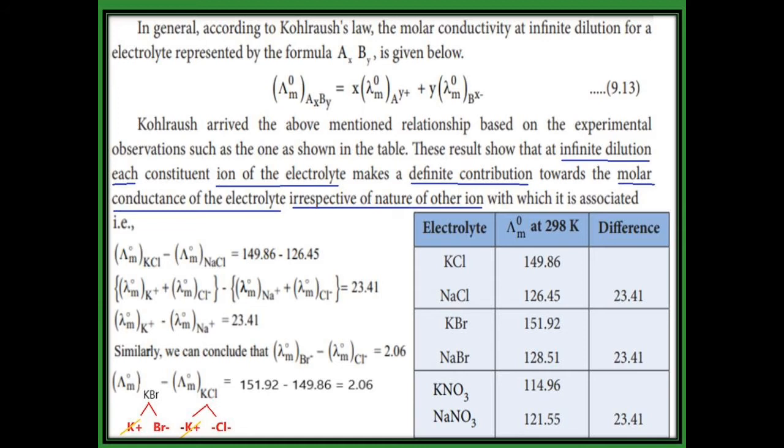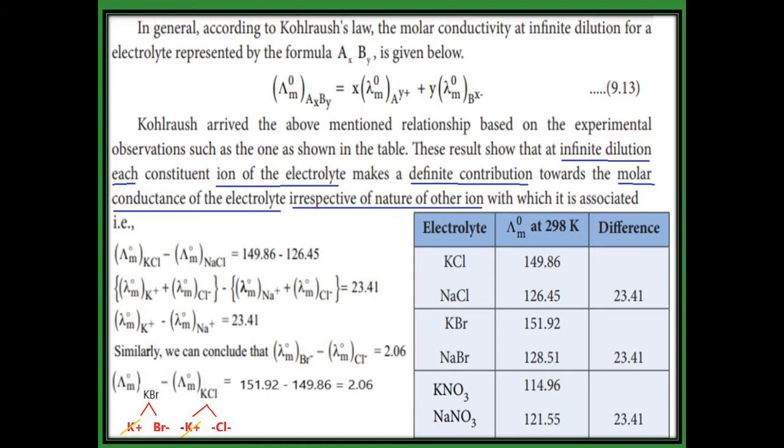And the third one, potassium nitrate and sodium nitrate also has K plus and Na plus, and NO3 minus will be cancelled, so the difference is given by the K plus and sodium plus. The same way we can calculate for sodium chloride and sodium bromide.